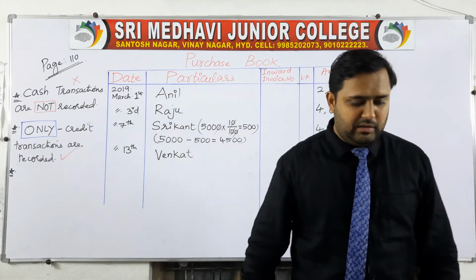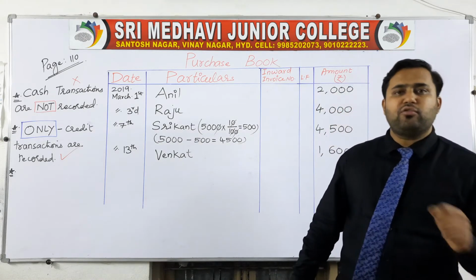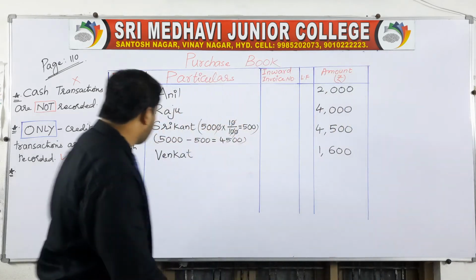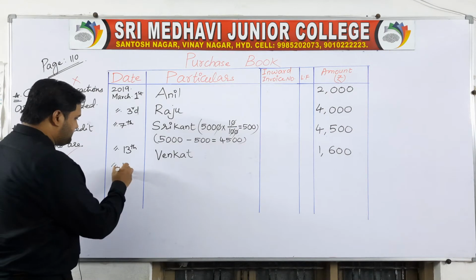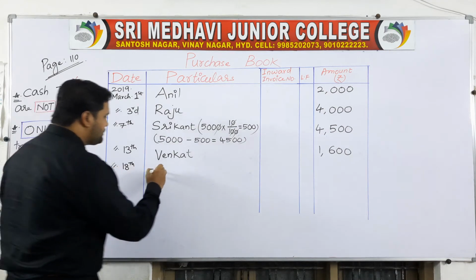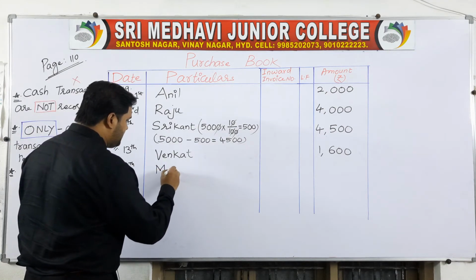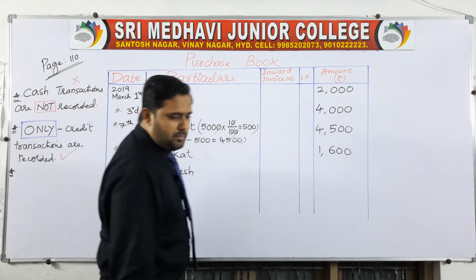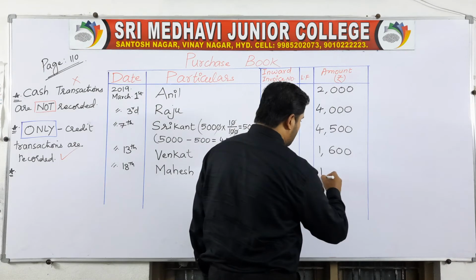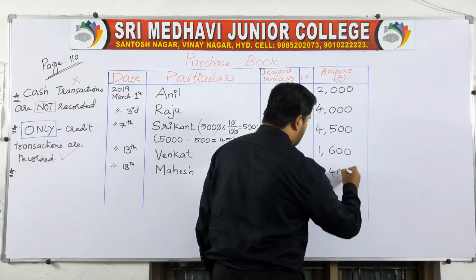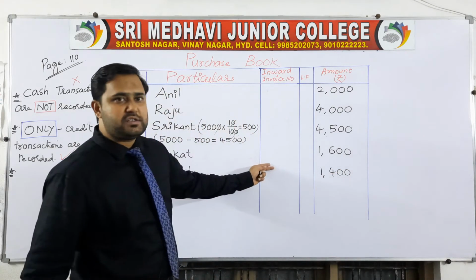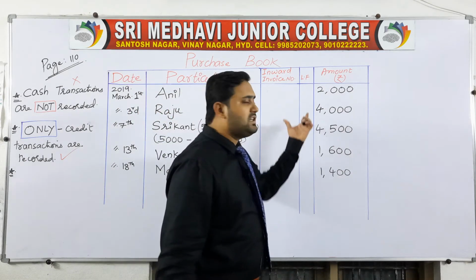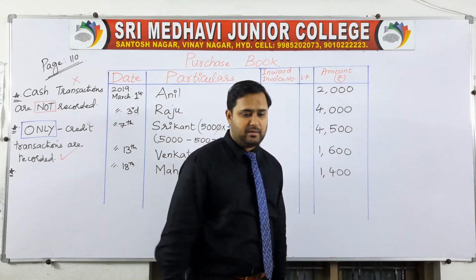Here on date 18, purchase goods from Mahesh, 1400 rupees. Write the party name, Mahesh. What is the amount? 1400 rupees. Write the amount here. No inward invoice number and no LF number is mentioned in this question. So, do not write, just leave these two columns blank.